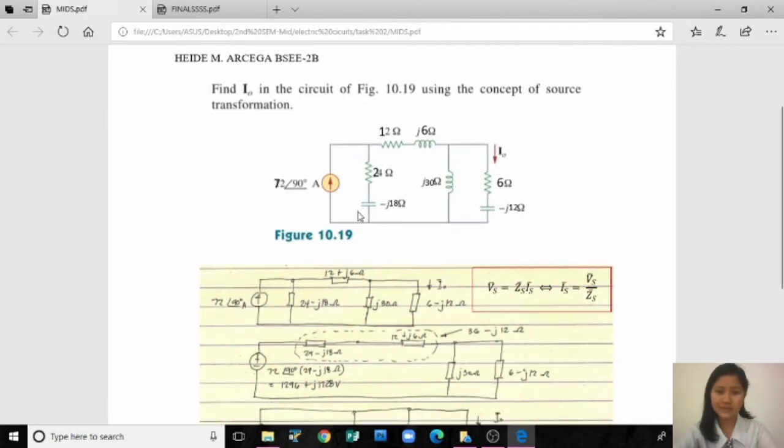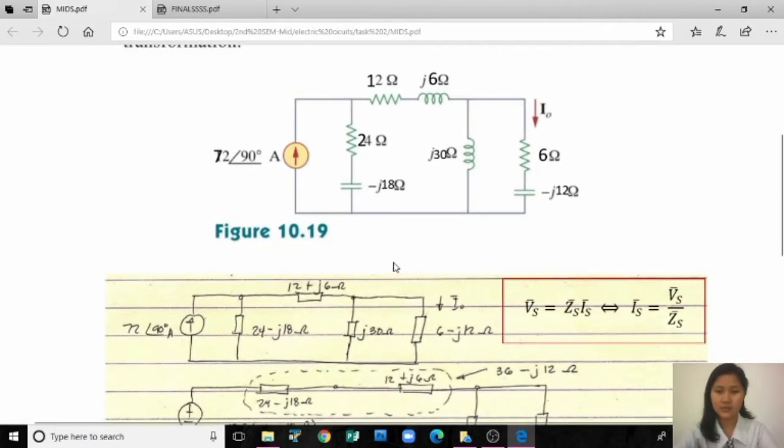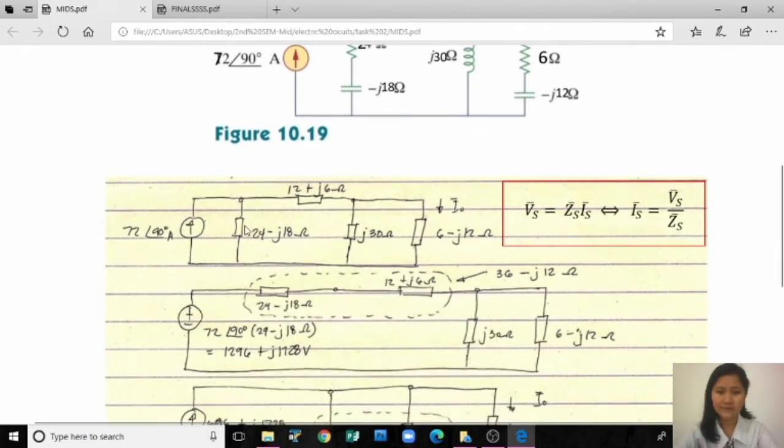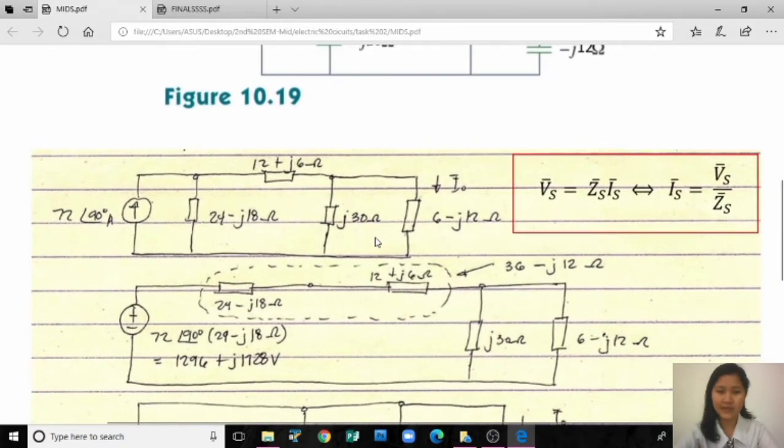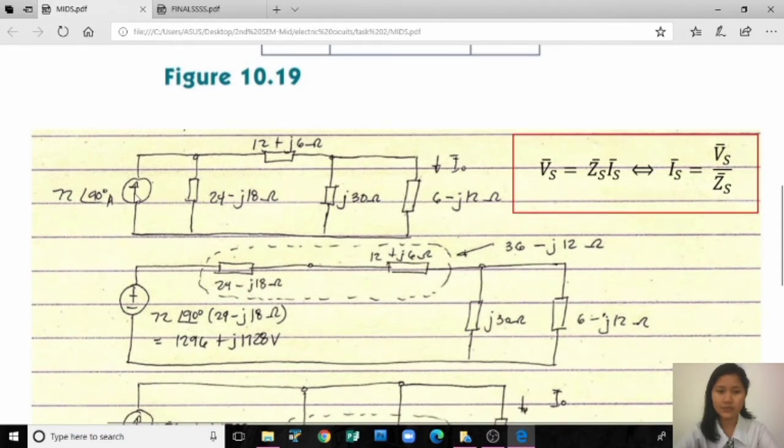From the figure, you can see there are reactances that are in series, so we can simplify them by just combining them. This is now the simplified circuit of the above figure. We can still simplify it further by transforming this current source into a voltage source using this formula: Vs is equal to Zs times Is.